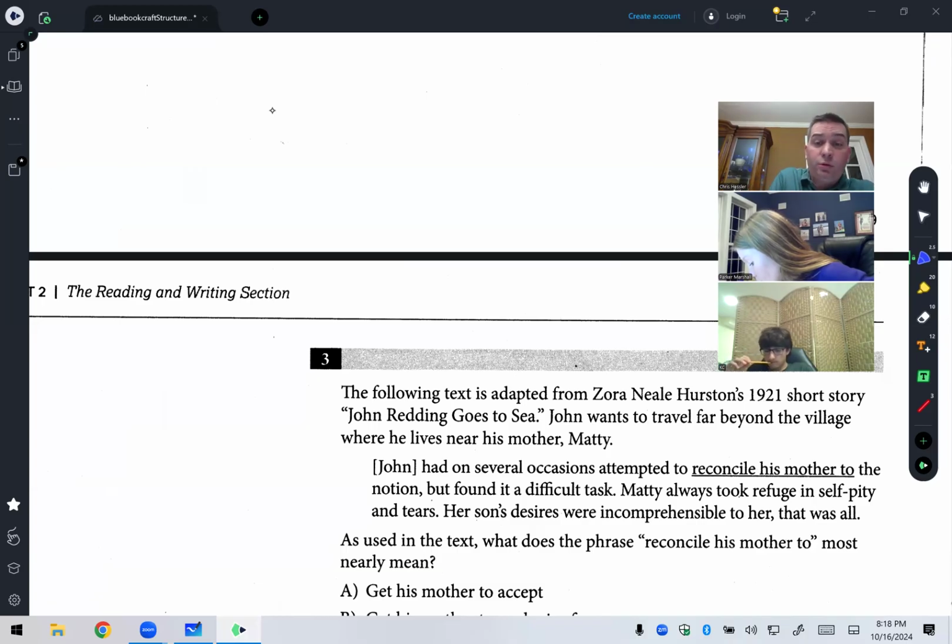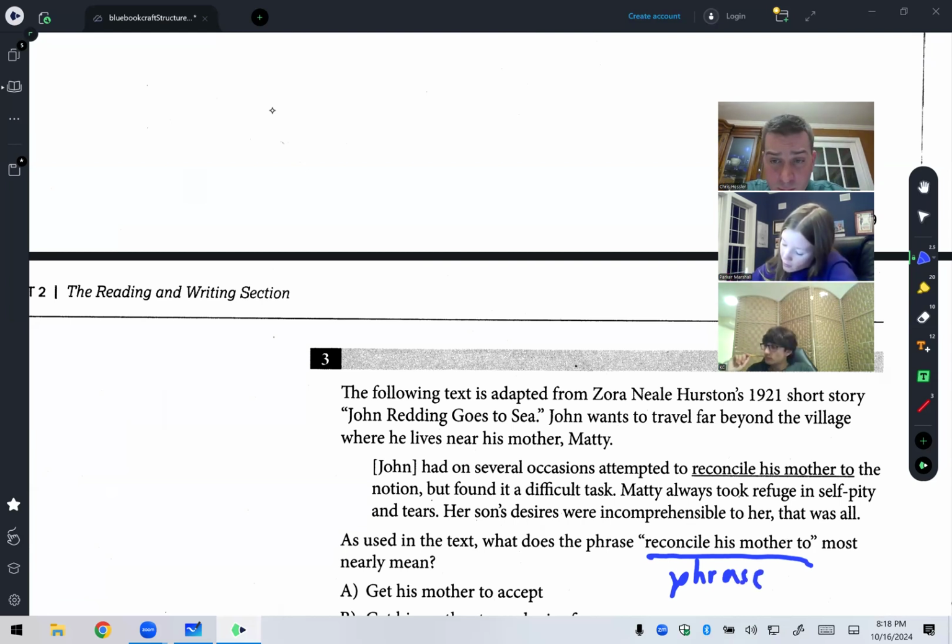Okay, so it's a synonym question, but they want to know a synonym for this whole phrase. So watch out. They could throw a phrase in there like we have here. The following is from the short story John Redding Goes to Sea. John wants to travel far beyond the village where he lives near his mother, Maddie. John had on several occasions attempted to reconcile his mother to the notion, but found it a difficult task. Maddie always took refuge in self-pity and tears. Her son's desires were incomprehensible to her. That was all. All right, so what does the phrase reconcile his mother to most nearly mean?